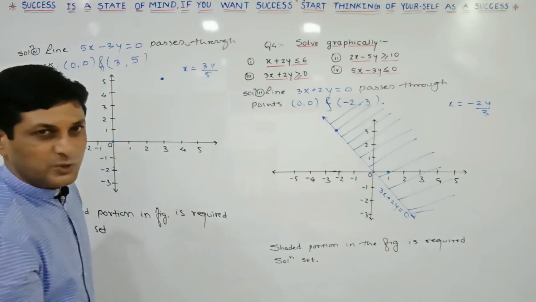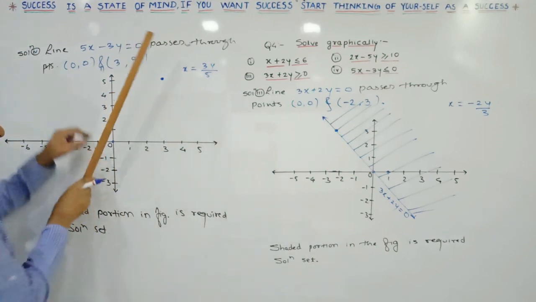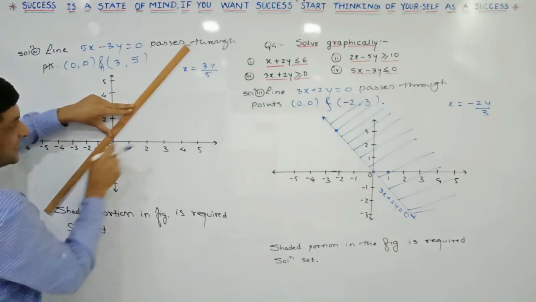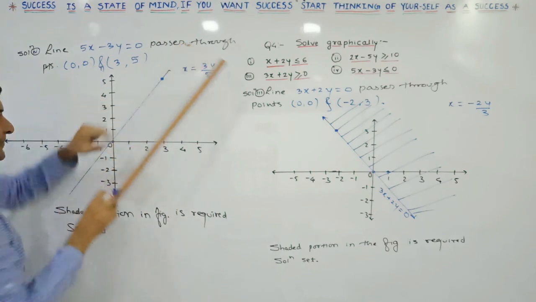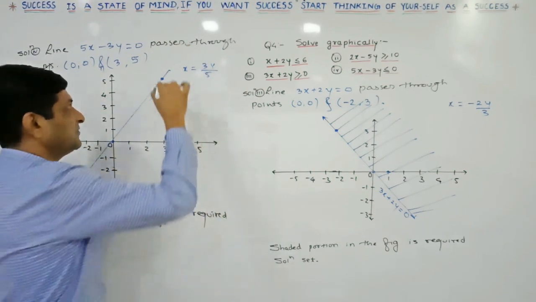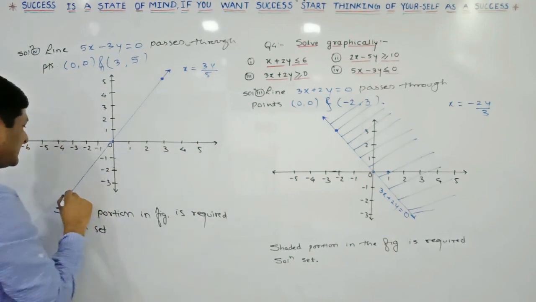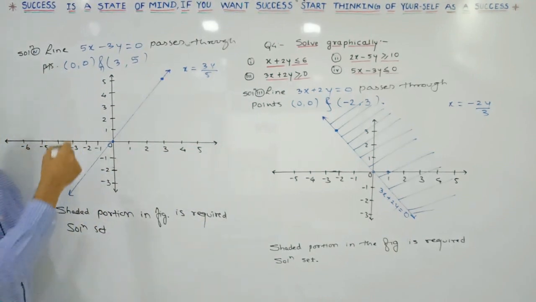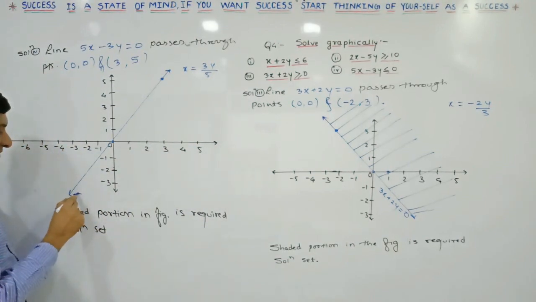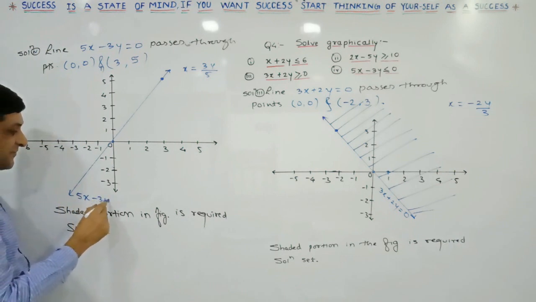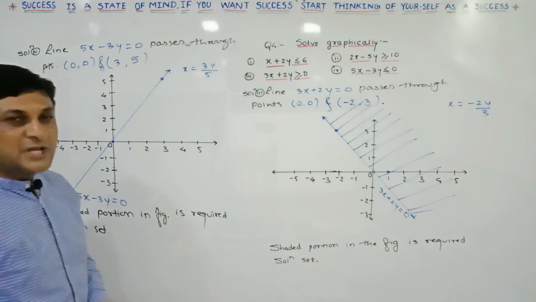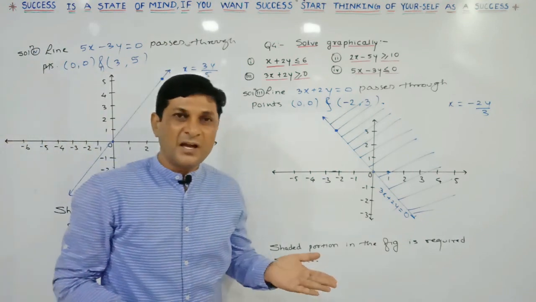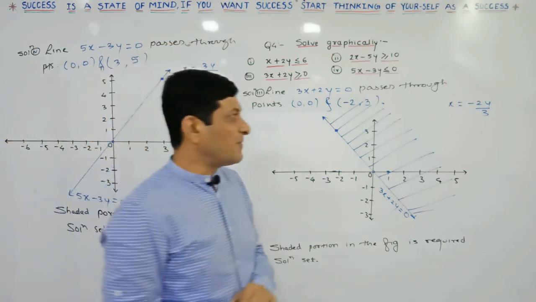Once the positions of both points are known to us, draw a line passing through these 2 points. So let us construct a line passing through the 2 points. Once the line is constructed, write down the equation. So what is the equation of the line here? 5x minus 3y is equal to 0. Now using the inequation we are trying to find out which half plane will be our required solution.